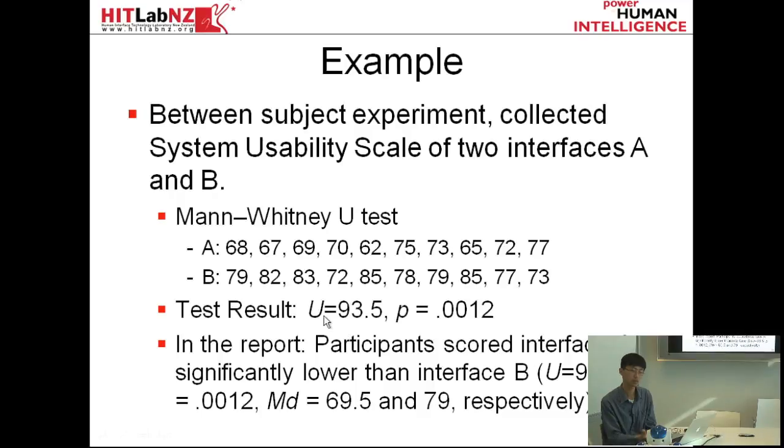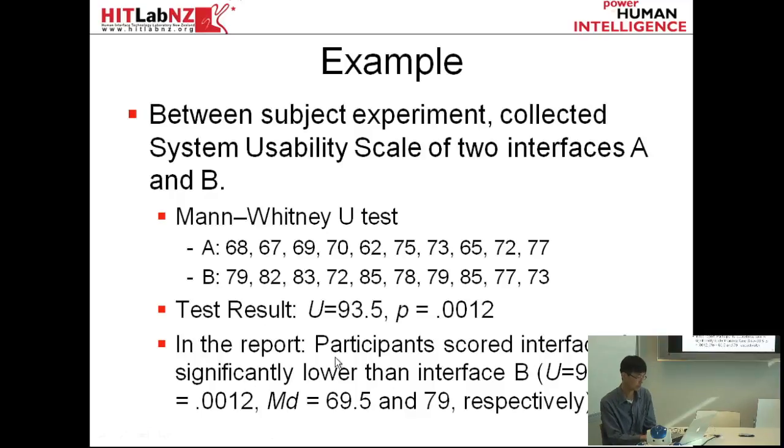U is just for a reference that you are using Mann-Whitney U-test, and even if you don't give the P value here, if you just give the U value, people can calculate the P value by themselves based on the U value you reported. But anyway, it's kind of a complementary thing that you also report the U value together with the P value.